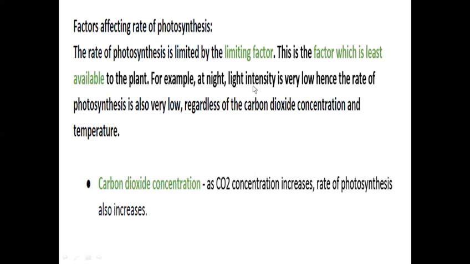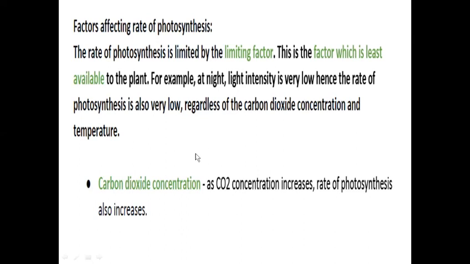For example, at night the light intensity is very low. So the process of photosynthesis is going to be slowed down. Even in the night it is slow but not stopped, because the dark reaction continues in the plant. Hence the rate of photosynthesis is very low regardless of the carbon dioxide gas concentration and temperature. The same applies to the other factors, carbon dioxide gas and temperature.